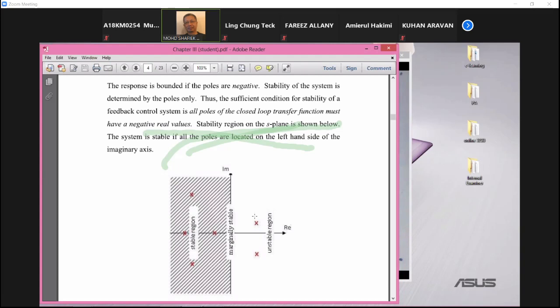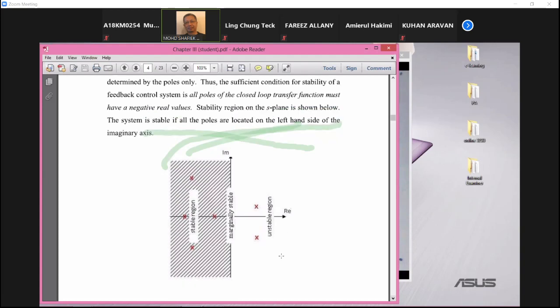So this is called a complex plane, or S-plane. If one root lies on the right of the imaginary axis on the S-plane here, then we say that the system is unstable.